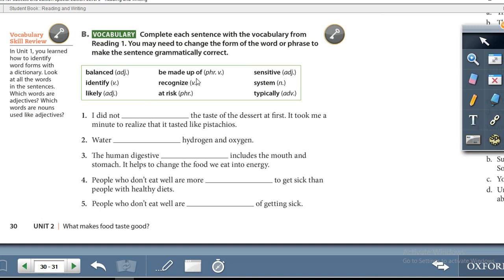So once again, I'm going to explain how to do this exercise. Exercise B, vocabulary. Complete each sentence with the vocabulary from reading 1. So all of this vocabulary in this block is from reading 1. You are going to use this vocabulary to complete this exercise. You may need to change the form of the word or phrase to make the sentence grammatically correct. Now, in some of these words, you may need to change, it says the word or phrase, right? You may need to change it maybe to past tense. In some cases, you may need to just keep it the same, right? So that is basically how you will complete this exercise.